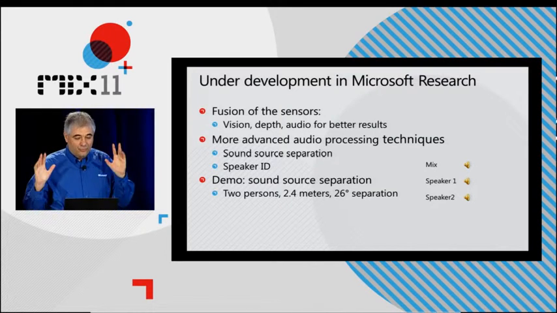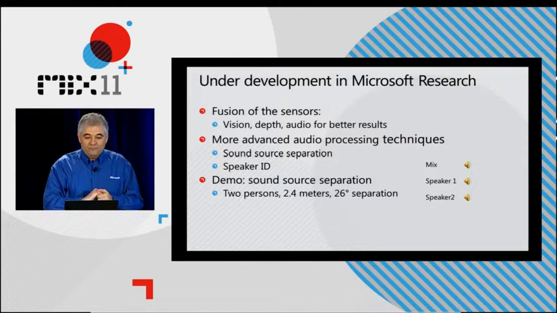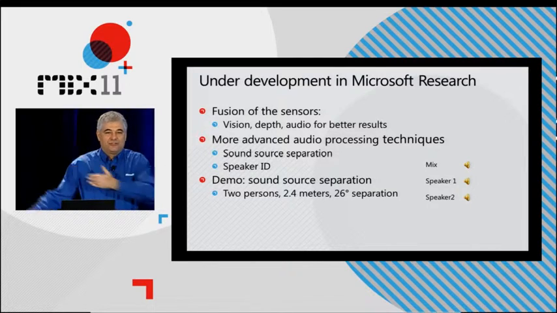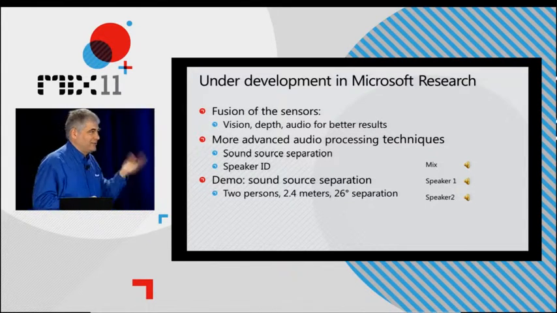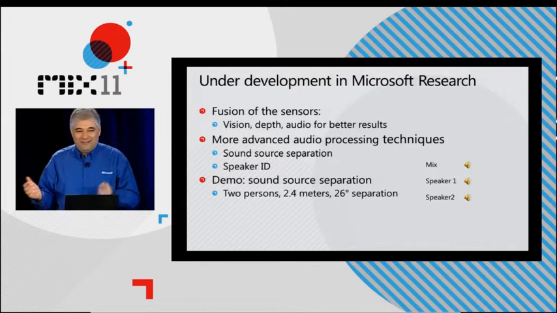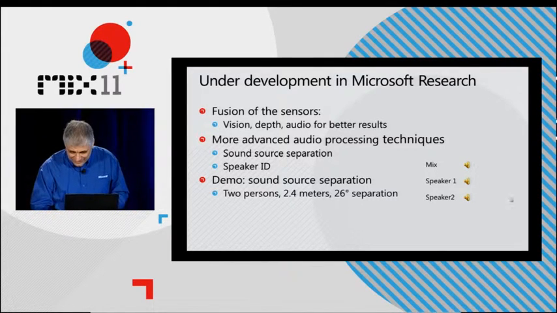So anyway, I will do one demonstration here. It is called sound source separation. We have two persons, 2.4 meters away, with 26 degrees of separation. This means they are standing shoulder to shoulder. They are speaking simultaneously, one of them in Korean, the other in Chinese. And let's hear what the microphone hears.